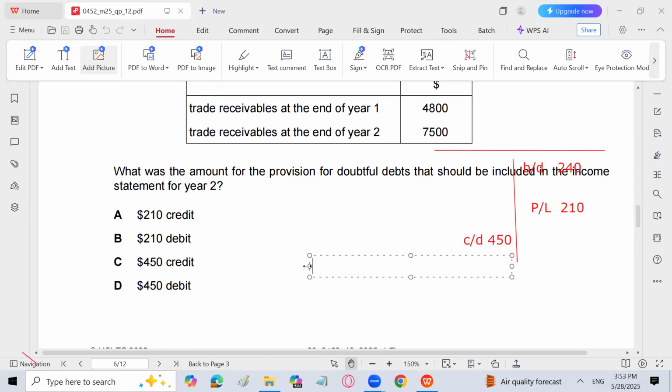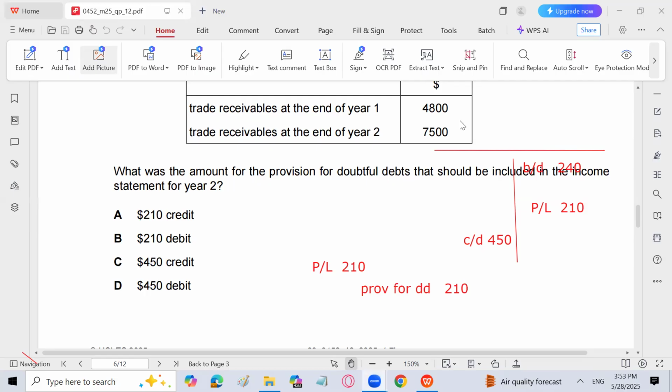If you find it a problem, why don't you go for the entry? It is clearly stated that you need to write the amount which comes in the income statement regarding the provision. What is the entry? Profit and loss account debit, because we are increasing the provision. Provision for doubtful debts credit 210. So it is clearly stated that the profit and loss account, the income statement, is debited by 210. So B is the answer.